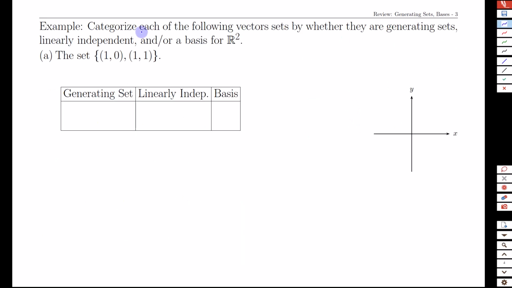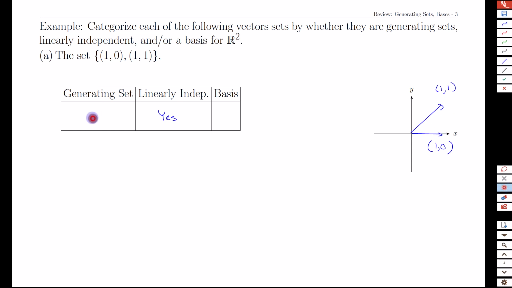For some quick examples, imagine categorizing each of the following vector sets by whether they are generating sets, linearly independent, and a basis for R2. So keeping it concrete, nice two-dimensional plane here. If we have the set (1, 0) and (1, 1), so that would be the vector here, (1, 0), and we have the vector (1, 1), so up at a 45-degree angle like so. Those are definitely linearly independent. We have two vectors and they're not pointing in parallel directions.